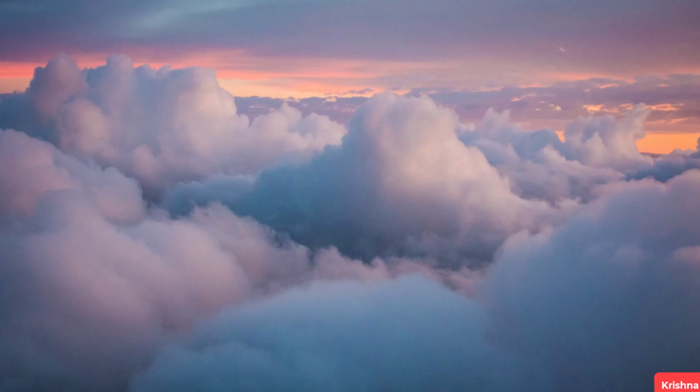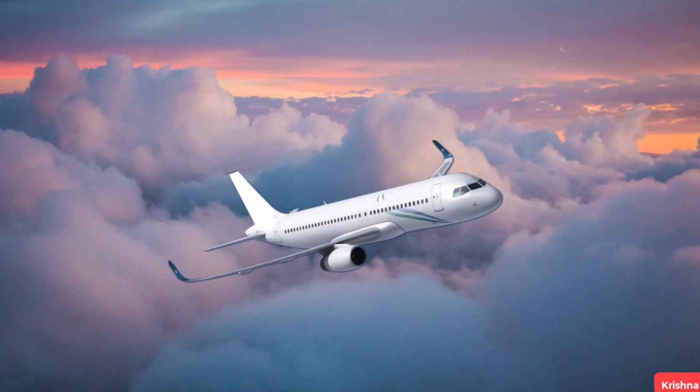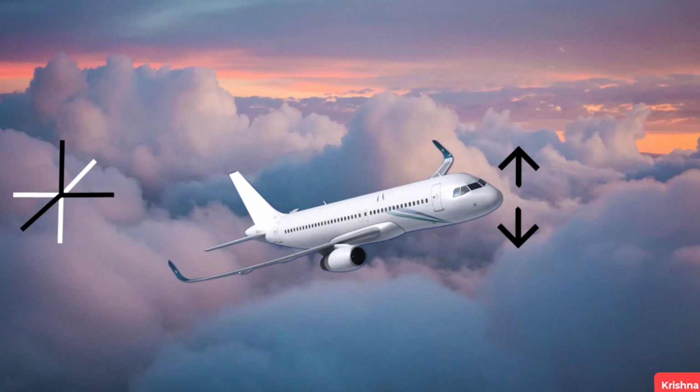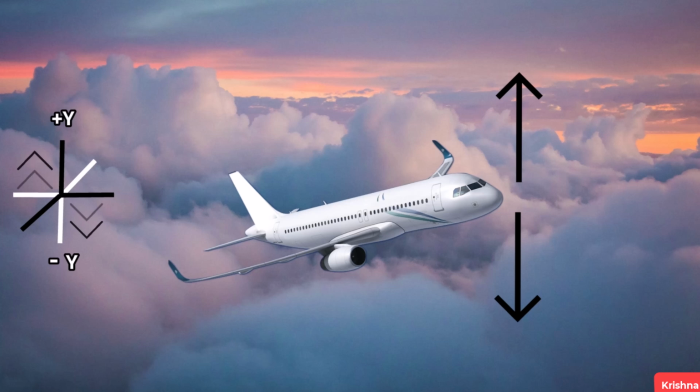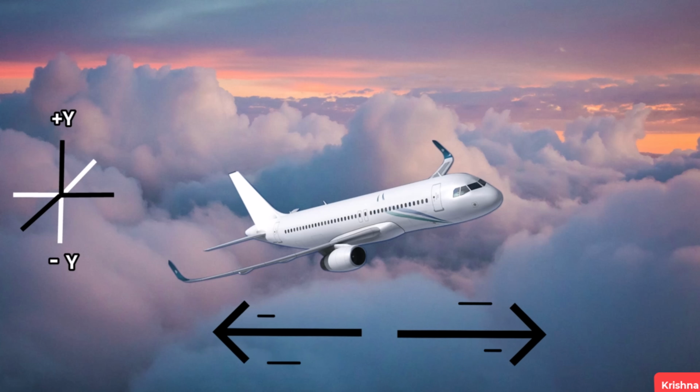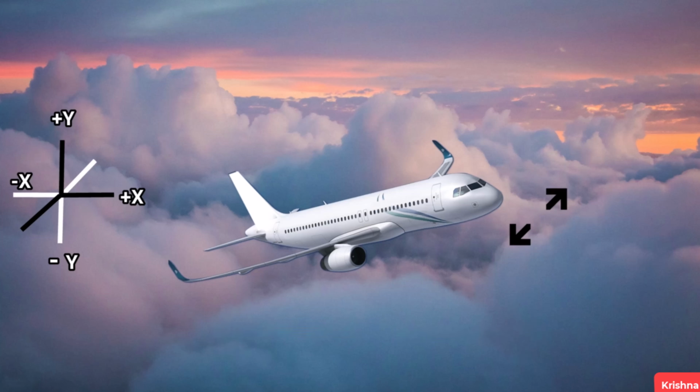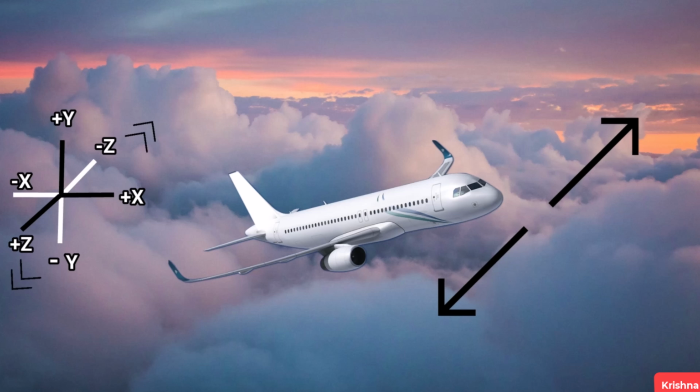Now let's take the example of an aeroplane. The plane can move up and down in the air, or in the Cartesian coordinate system: up and down the y-axis, that is plus y and minus y; forward and backward, that means towards plus x and minus x axis; and also towards us and away from us, or plus z and minus z axis.